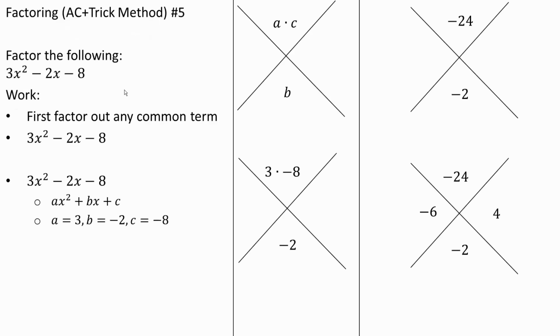And now for the third and final example. So we want to factor this piece. So first, factor out any common term. There isn't any, so it remains the same. So the a term is 3, the b term is negative 2, and the c term is negative 8. Draw the x. A times c on the top, b on the bottom. A times c, so 3 times negative 8 is negative 24. b is negative 2. So what two numbers multiply to give us negative 24, but add to give us negative 2? And that's going to be negative 6 and 4. Because negative 6 times 4 is negative 24. And negative 6 plus 4 is negative 2.